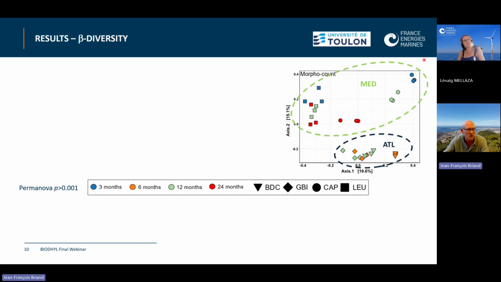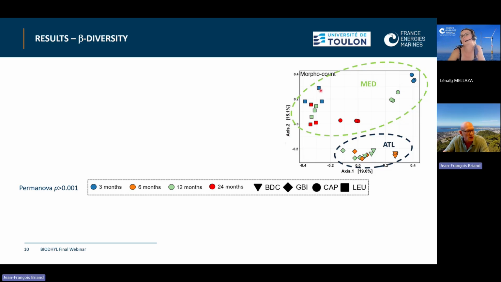It is quite the same type of analysis that Nolwenn showed in the previous presentation. Just to understand how to read these figures, each point is a sample. So it's a community, a biofouling community, and the closer the points are, the more similar the communities are. And of course, it's the opposite if they are very different, they will be far from each other.